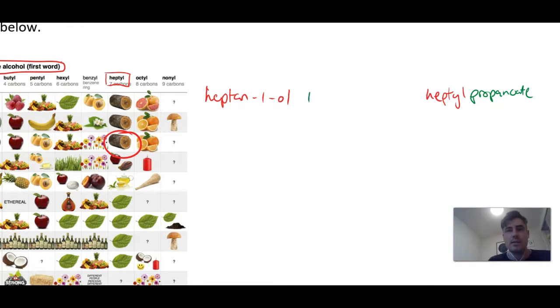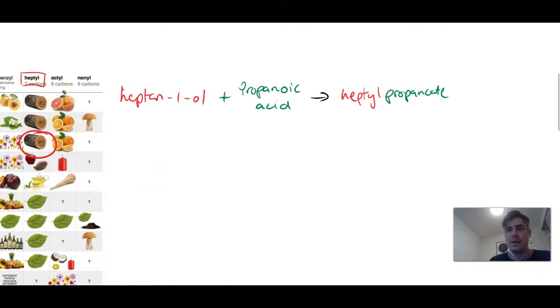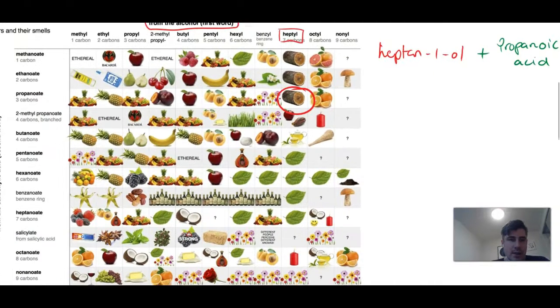and propanoic acid, and that would have made heptyl propanoate plus water. So that's called esterification, that process, and that's how you can combine different alcohols, different carboxylic acids to make different esters. So these are the range that you can have.